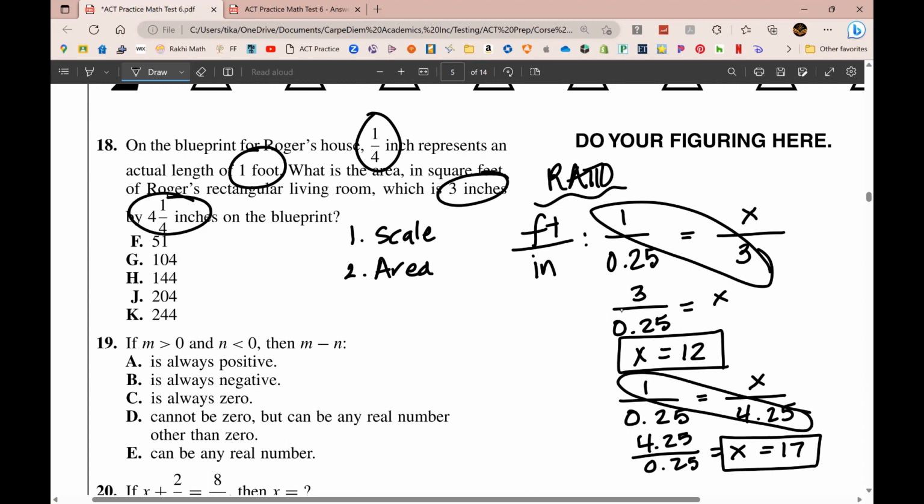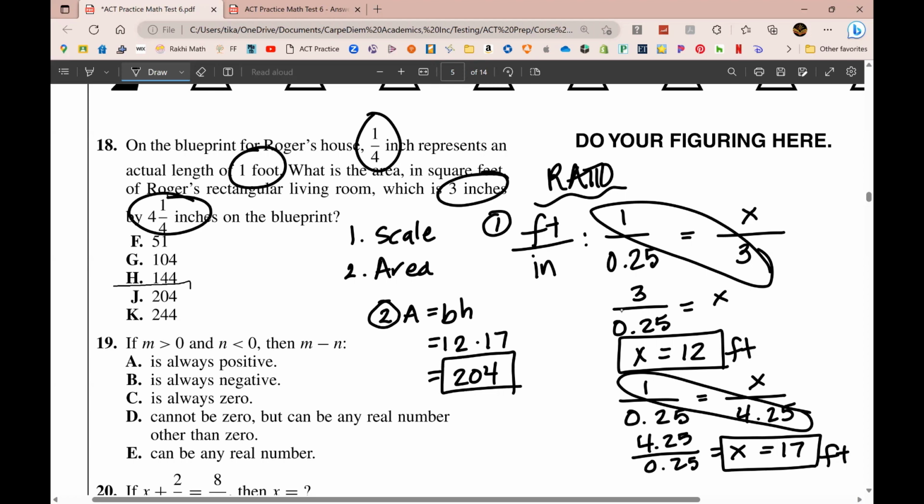Okay, so now we have both of them in feet. Now we're ready for area. So this was part 1. And now part 2 will just be area equals base times height, which is 12 times 17. And let's calculate that, 204. So that would be the answer for that.